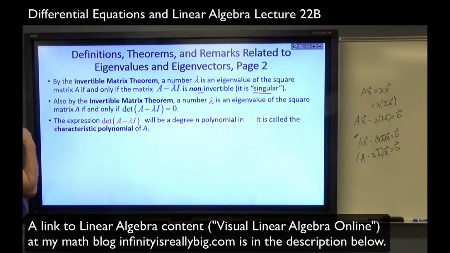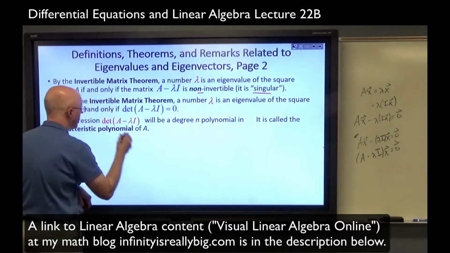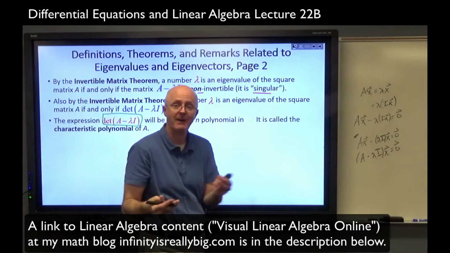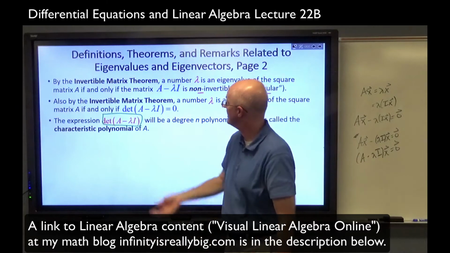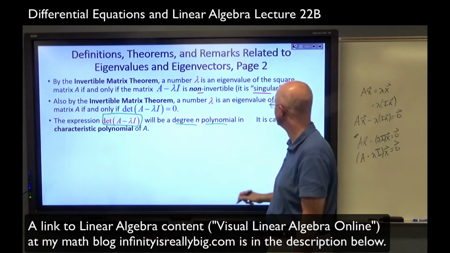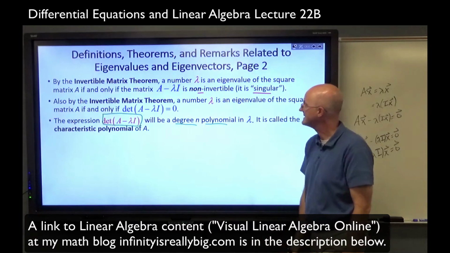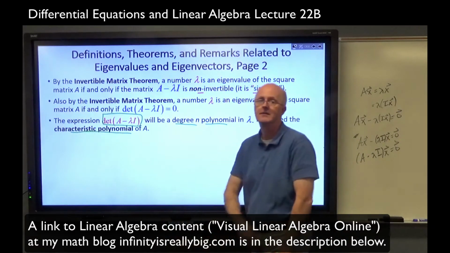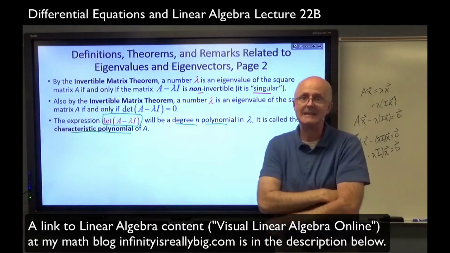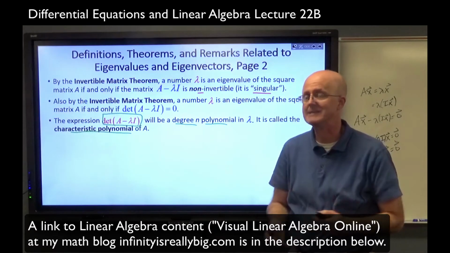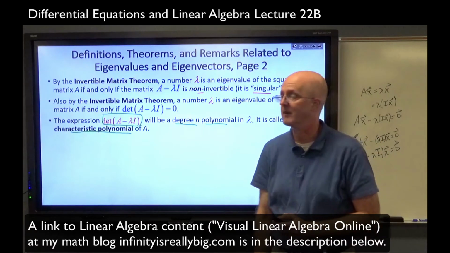This expression here, determinant of A minus lambda I, we've seen in 2x2 examples was a quadratic polynomial in lambda. In general, if A is n by n, this is a degree n polynomial in lambda. It is called the characteristic polynomial of A. It does, in a sense, characterize A. That's why we call it the characteristic polynomial, in ways that we will see, one of which actually very shortly.